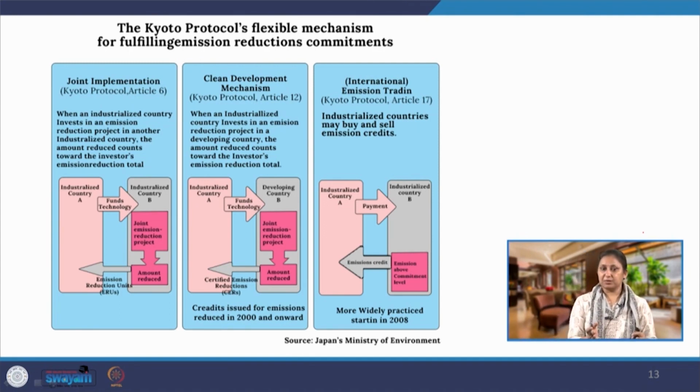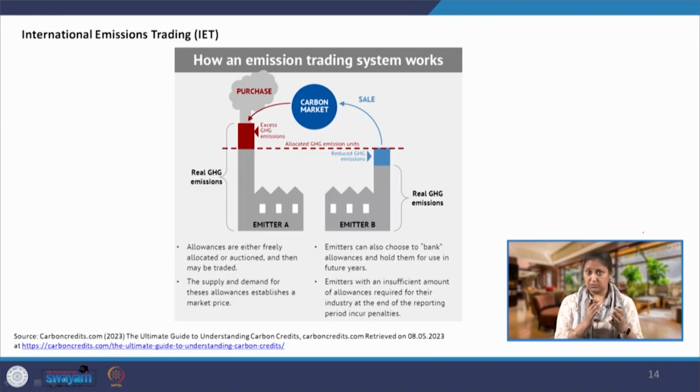This is the Clean Development Mechanism, and the Joint Implementation mechanism is where an industrialized country funds a greenhouse gas emission project in another industrialized country. In that case also the investor gets the benefit, and these are called emission reduction units or ERUs. So, these are the three mechanisms in which flexibility has been provided, and the countries can go ahead and reduce their greenhouse gas emissions.